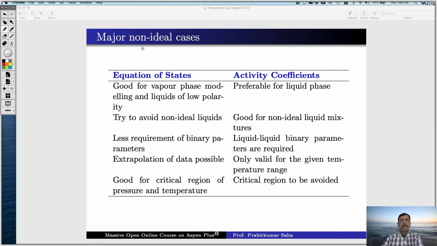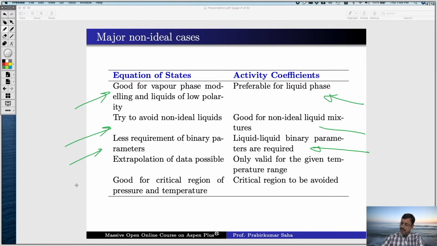Here we have a comparative assessment of the two major non-ideal cases, that is, equation of state model and activity coefficient model. The first one is the equation of state model. They are good for vapor phase modeling and liquids of low polarity, and activity coefficient models are preferable for liquid phases. Equation of state models are not used generally for non-ideal liquids, but activity coefficient models are good for non-ideal liquid mixtures. They use fewer binary parameters, and for activity coefficient models, binary parameters are required.